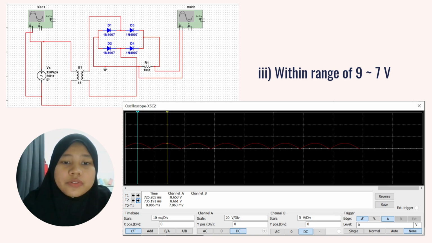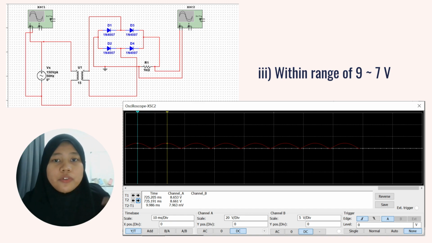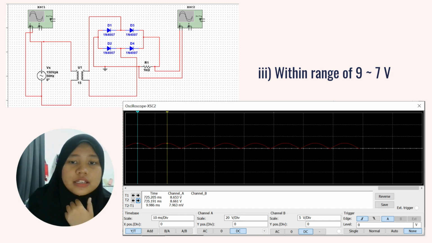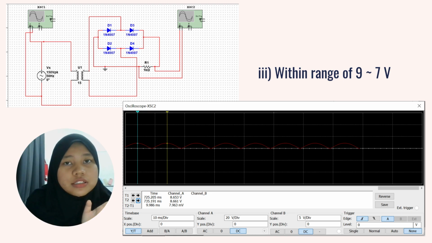And then I run the simulation again, and I use the oscilloscope to confirm a peak of approximately 8.66 volts, meeting the range of 9 volts to 7 volts requirement.